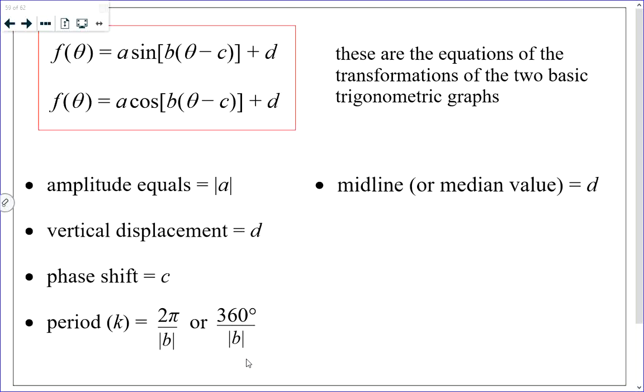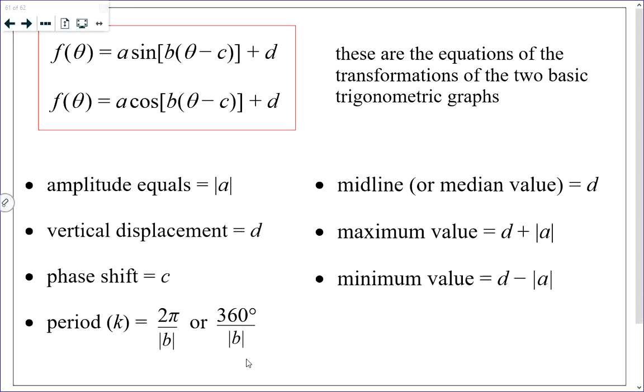Once again, the midline, just another way of saying vertical displacement, is the value of d. The maximum value of the function will be the vertical displacement plus the amplitude, and the minimum value will be the vertical displacement minus the amplitude.